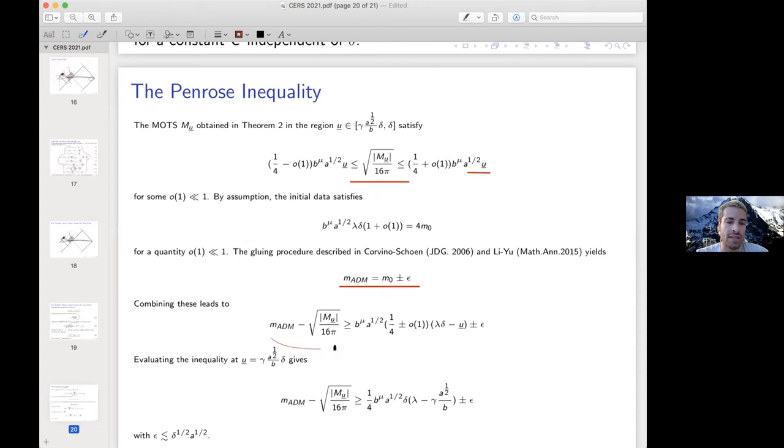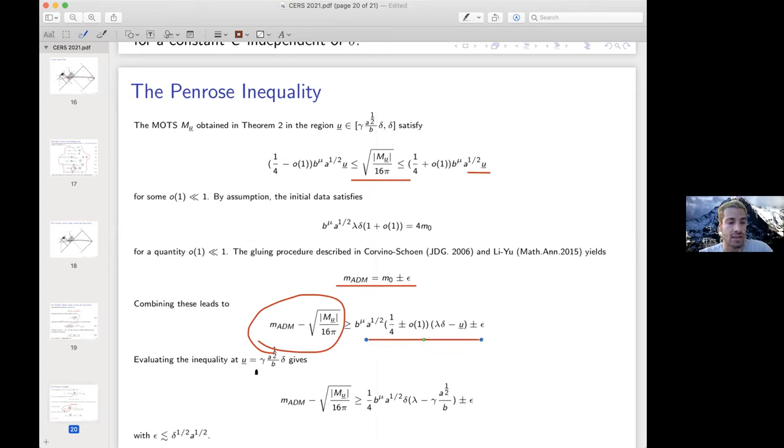And so if you want to test the Penrose inequality dynamically, you take the relevant left-hand side of the Penrose inequality, the thing that needs to be larger than zero. You have estimates for the mass, you have estimates for the area of the MOTS. And so you can start understanding what this term is doing. And what you get is this.